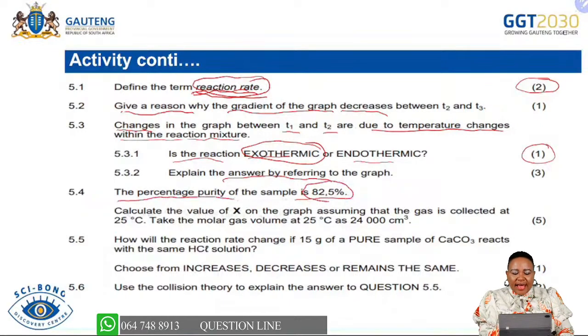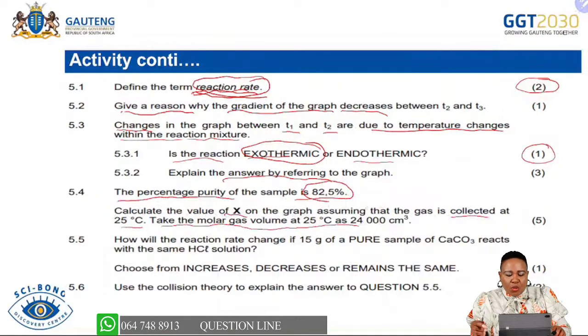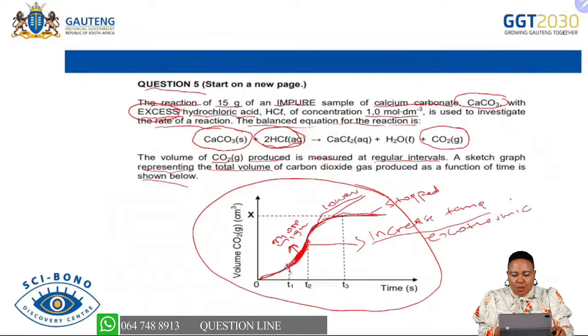Now they say the percentage purity of the sample is 82.5%. Calculate the value of X on the graph, assuming that the gas is collected at 25 degrees Celsius. Take the molar volume of a gas as 24,000 cubic centimeters per mole. I think the only thing that was left is per mole.